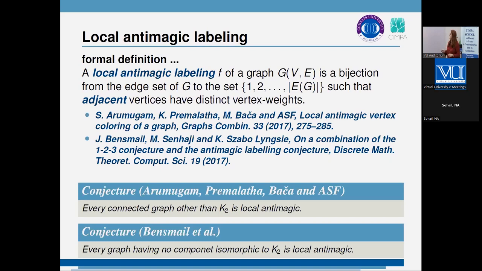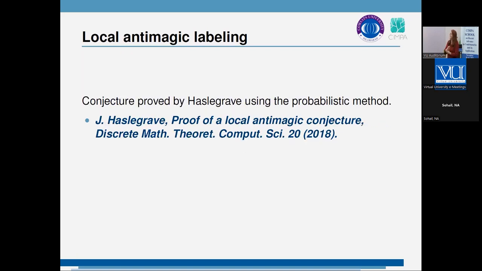So we have this concept. And just one week later, a paper was published, and they proved that the conjecture is true. So you prove that every graph other than K2 is local antimagic. And now we can work with that. Everything is done, the problem is solved, and you can close this area and try to do something else.